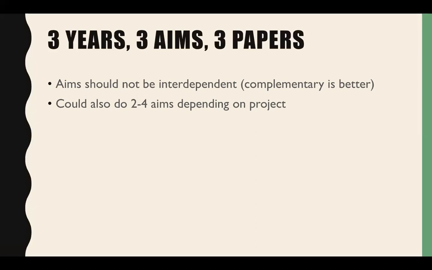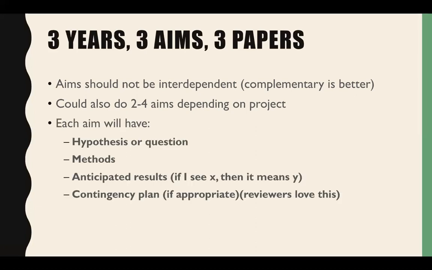4 is really hard to write about in 2 pages, but I have seen a lot of proposals that just do 2 major aims. And then for each aim, you're going to have your hypothesis or question, methods, and state your anticipated results, like if you see X, then it means Y, and do have a contingency plan either for the whole project or for each aim if it's appropriate. And just trust me that reviewers really like that you've thought about what happens if your experiment doesn't work. And not for technical reasons, but just for biological or scientific reasons.